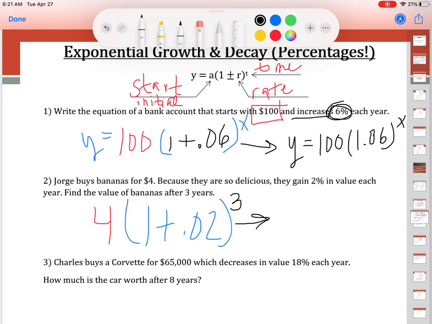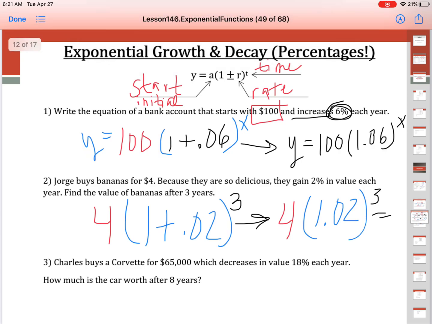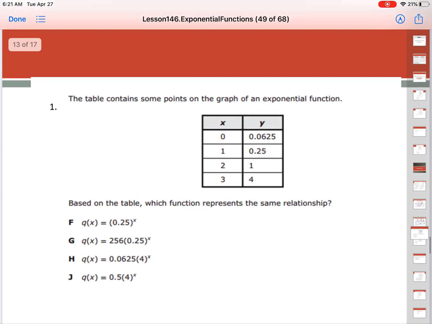So before we type it in, again, let's clean up the parentheses. I didn't need a y equals for this one because it doesn't say write the equation. It just says solve it. So I can go right back in and solve it. So 4 is my initial value. 1 plus 0.02 is just 1.02 raised to the 3rd power. So now you can go to Desmos, type that in, and see what you get. When you're ready, try the same thing for number 3.